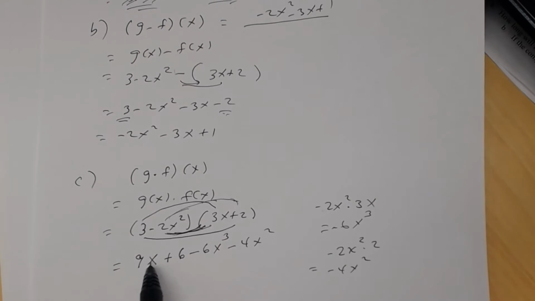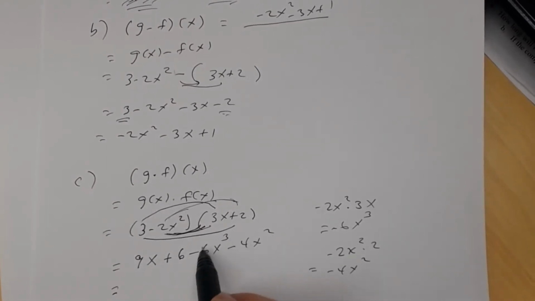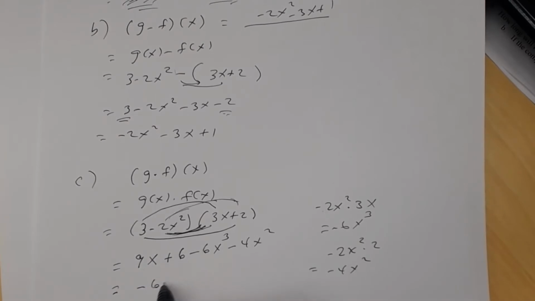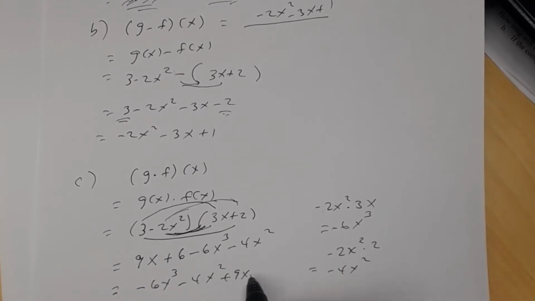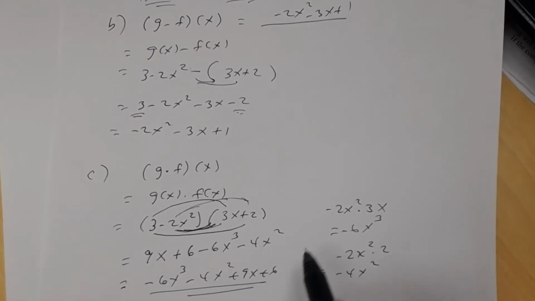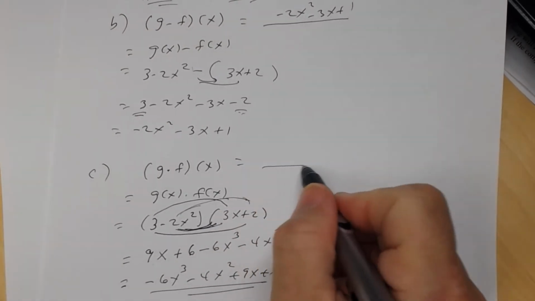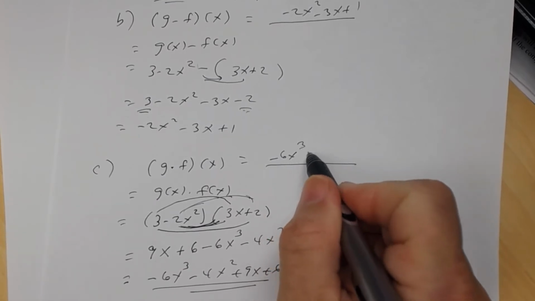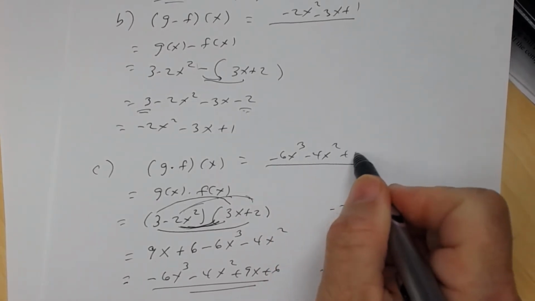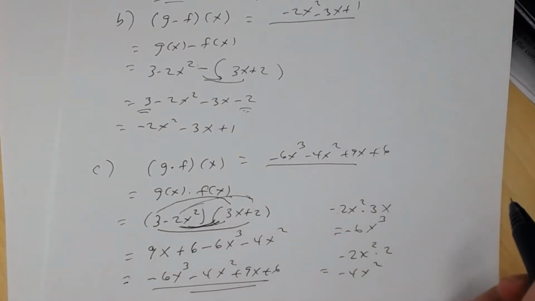If you notice, none of these terms are alike. But let's go ahead and put them in descending order. So I'm going to write x cubed first. It'll be negative 6x cubed, then minus 4x squared, then plus 9x plus 6. All right, so that'll be the answer there. So negative 6x cubed minus 4x squared plus 9x plus 6.